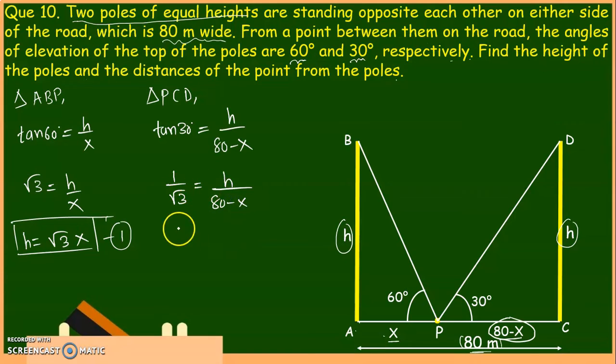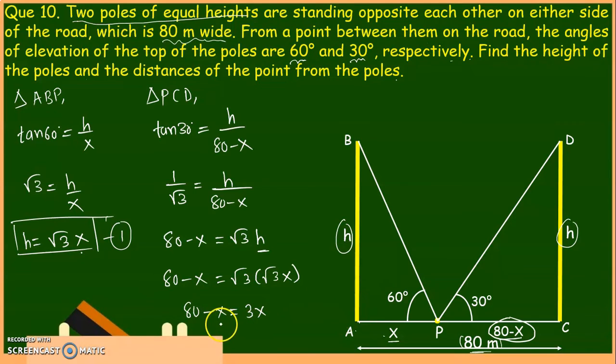If you do the cross multiplication, it will be 80 minus x equal to root 3h. And here in place of h, you can put root 3x from equation 1. So in place of h, if you put root 3x, this becomes 80 minus x equals, and root 3 multiplied by root 3 is 3x. Now if you take this x to this side, we will get 3x plus x, that is 4x, equal to 80, or you can say x equals 80 divided by 4, that is 20 meter. You get x equal to 20 meter.